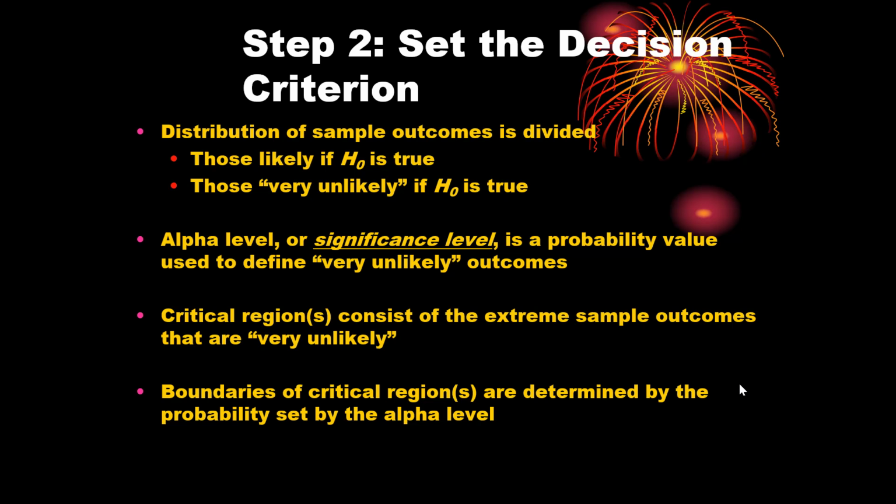There are certain criteria for a study that tell us what the alpha value is, but for now this will be given to you and it's usually 0.05 or 5%. This alpha level is also known as the level of significance. It is the probability value used to define the very unlikely outcomes. Next, we would determine our critical regions, which are based on our alpha level.